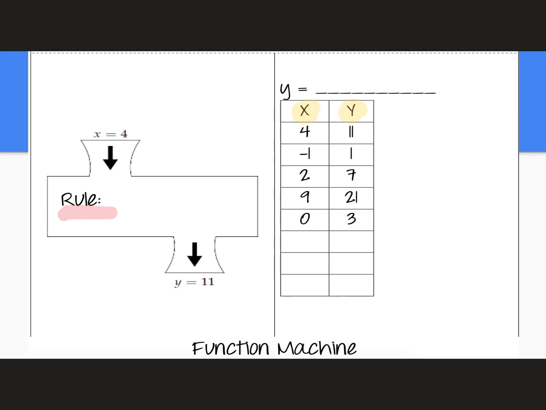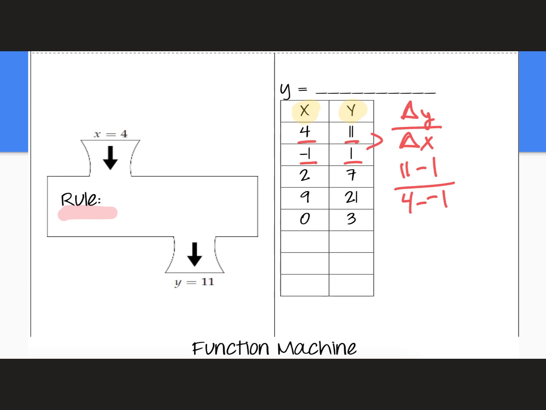So if I put in 4, I get out 11. If I put in -1, I get out 1. So we need to figure out what we're doing. Well, first thing I can do is I can find the slope. Remember, slope is our change in y divided by our change in x, delta y versus delta x, or y2 minus y1 over x2 minus x1. So here I have two y values. So I can do 11 minus 1 over 4 minus -1.